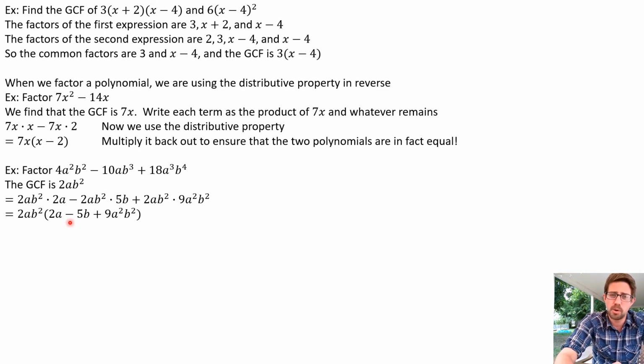And then look at what we have left over, these leftover terms. We have a 2a, a minus 5b, and a 9a squared b squared. None of those should have any common factors, and they don't. Right? If they did, then you would know that, oops, I didn't actually take out the greatest common factor. Okay, so that's another must. We have to not have any common factors left over in here. We took them all out.